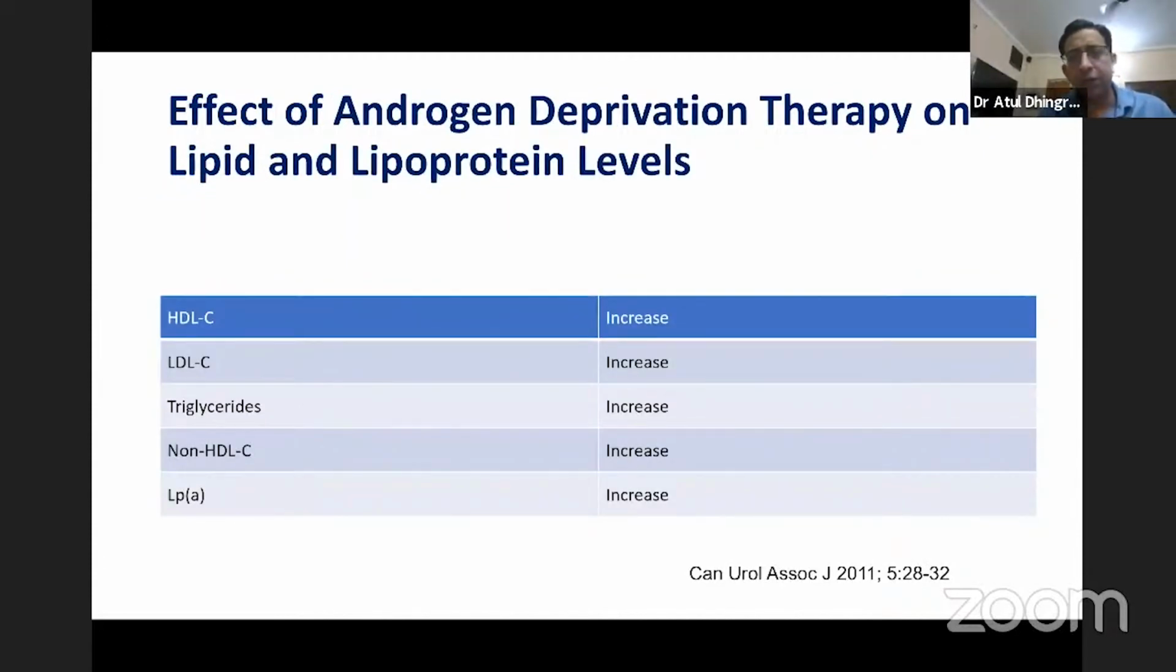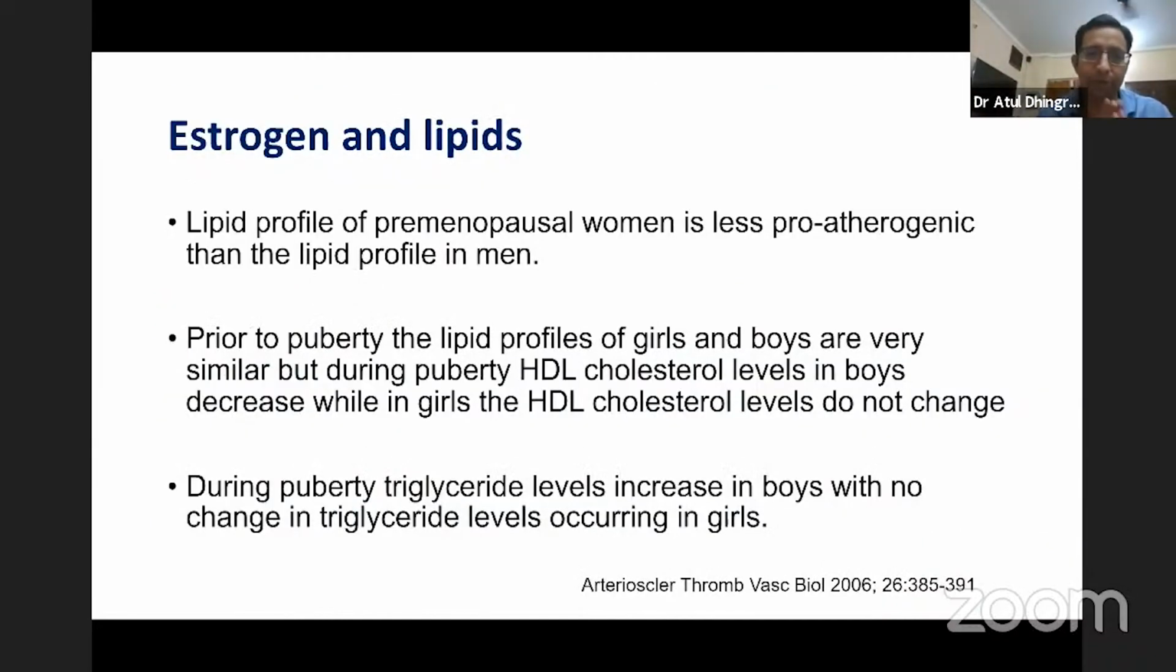Very commonly, we are using androgen deprivation therapy, especially in patients with prostate cancer. We either do an orchiectomy or we use a GnRH receptor agonist, and these are associated with an increase in HDL. But overall, the picture remains atherogenic in these patients because of an increase in triglyceride and an increase in LDL cholesterol, and when increased triglyceride is present together with increased LDL, it leads to formation of small dense LDL particles, which are associated with higher CV mortality and morbidity.